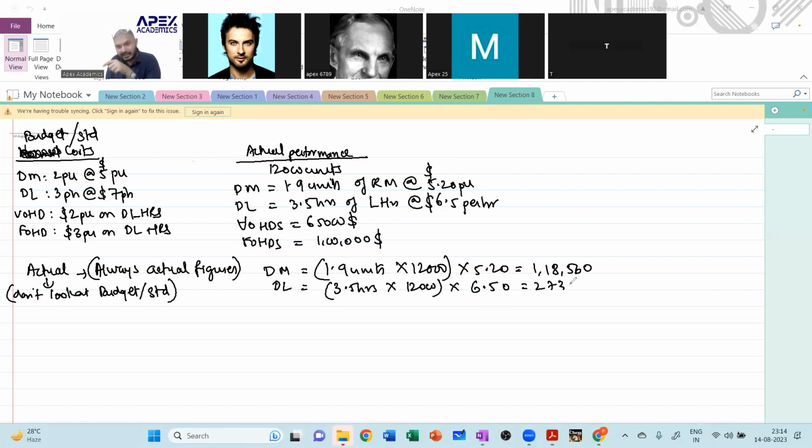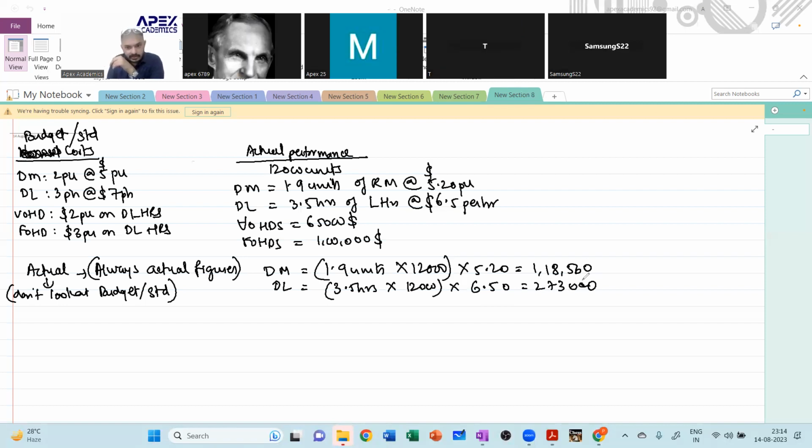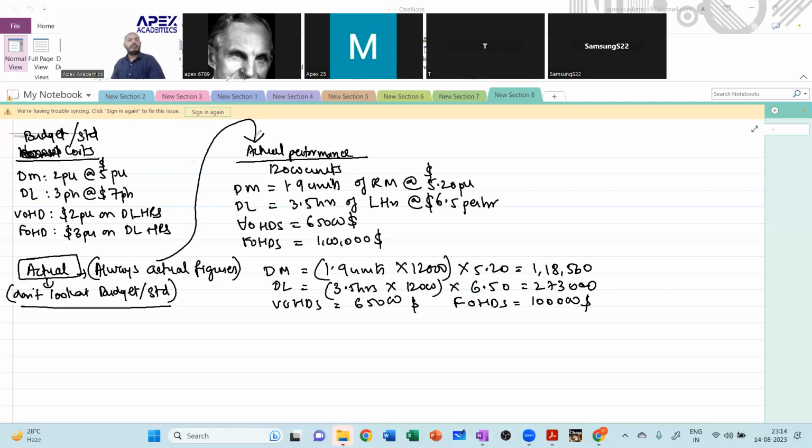Then we have variable overheads. Variable overheads are actually what you are incurring, 65,000, and your fixed overheads are actually what you have incurred, $1 lakh. That's your situation. This is actual. Did you look at budget or standard? Tell me, yes or no? No, you are not going to look at the budget or standard. You are only going to refer to actual performance.